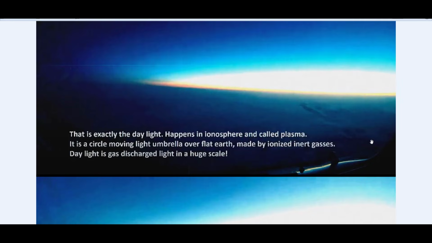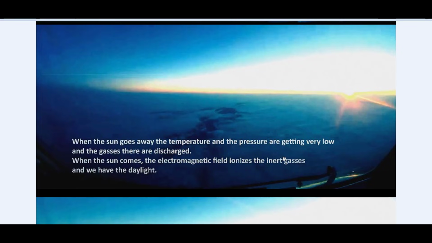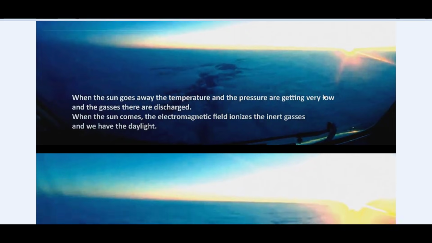Daylight is gas discharged light in a huge scale in the sky. When the sun goes away, the temperature and the pressure are getting very low, and the gases are discharged. When the sun approaches, because the sun moves, the electromagnetic field ionizes the inert gases, and we have the daylight. So we have the interaction of the gases, which are always present, with the approaching electromagnetic field, and that creates the daylight and, of course, the colors.